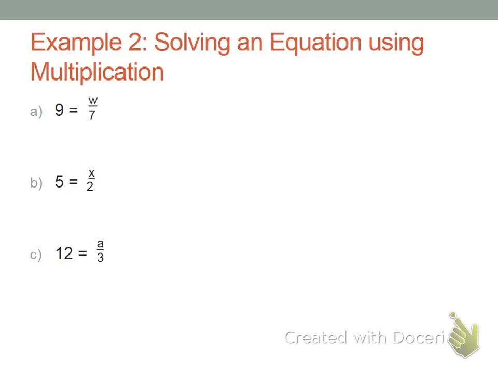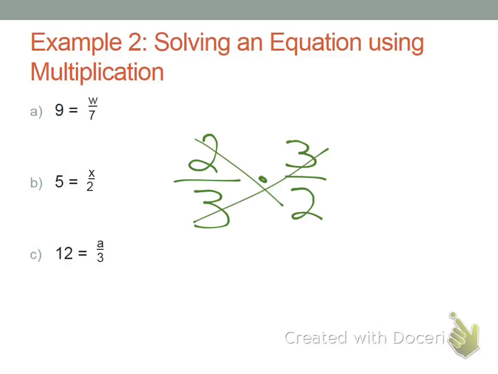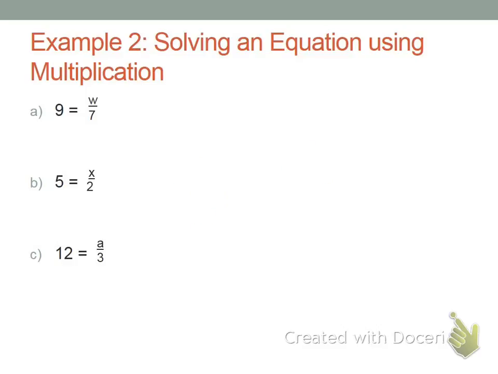So let me just give you this fraction, 2/3. The opposite of 2/3 is 3/2. That's the reciprocal. I flipped it. And the whole goal is to get everything to cancel. In this question, I want my denominator to cancel out, but do I want my W? No, I want to leave it. So that's why I multiply by 7/1. Whatever I do to one side, I do to the other. 7 times 9 is 63 equals W.